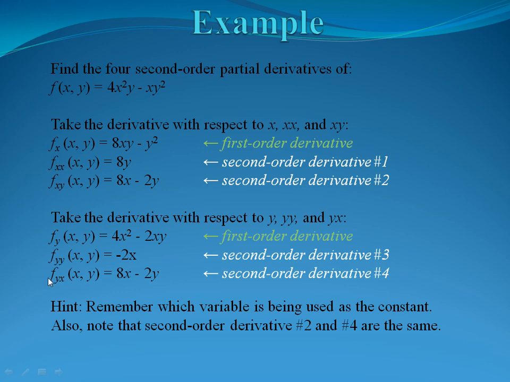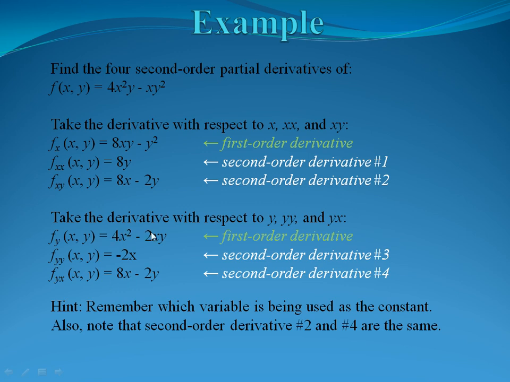Now for the very last second derivative, we want the partial derivative first with respect to y, then with respect to x. So since we first did it with respect to y, we go back to f sub y, and now we say, okay, let's let x be our variable. So for the first term, we have 4x squared, and since x is our variable, 2 comes down to multiply the 4, giving us 8x.